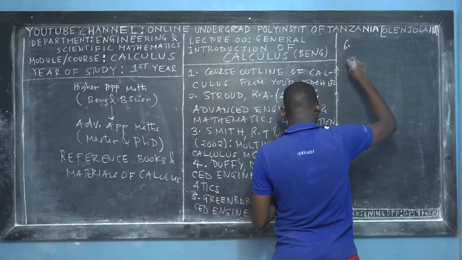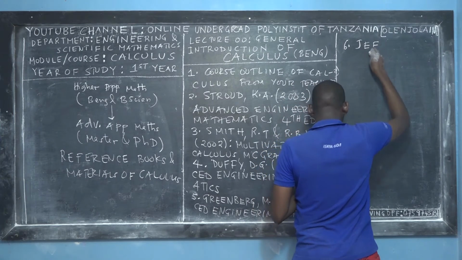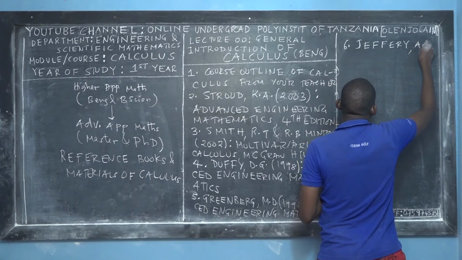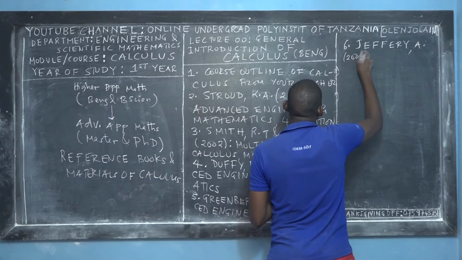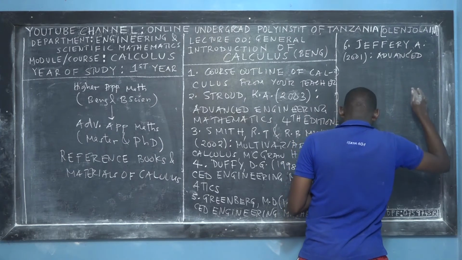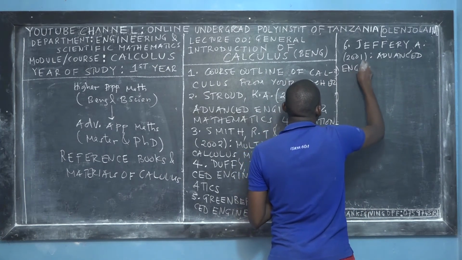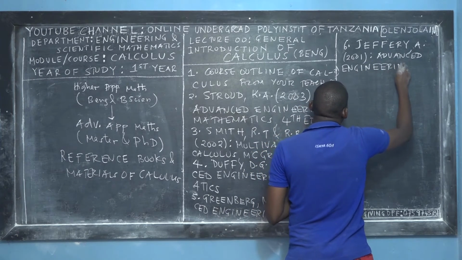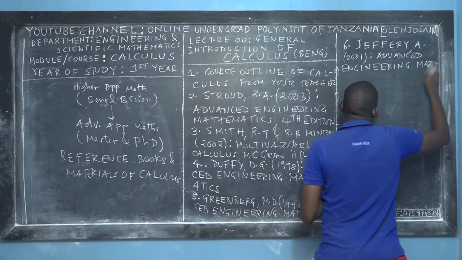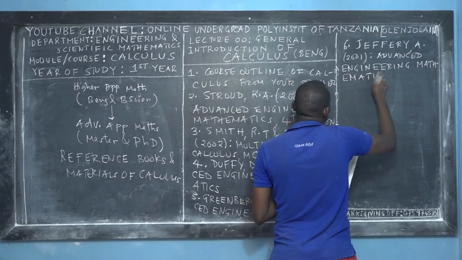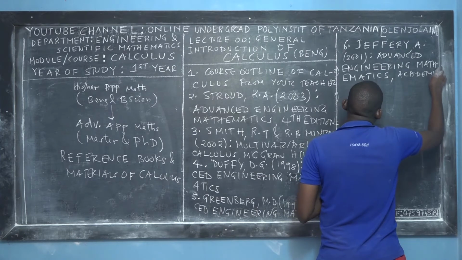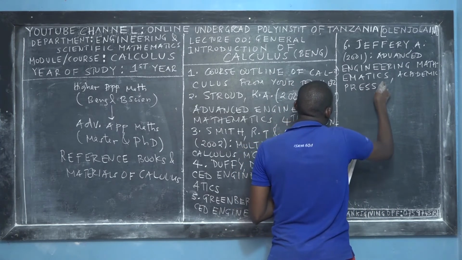The sixth reference book for calculus, you can also have Jeffery, A. Jeffery, 2001. This is called Advanced Engineering Mathematics, published by Academic Press. Okay, Academic Press.